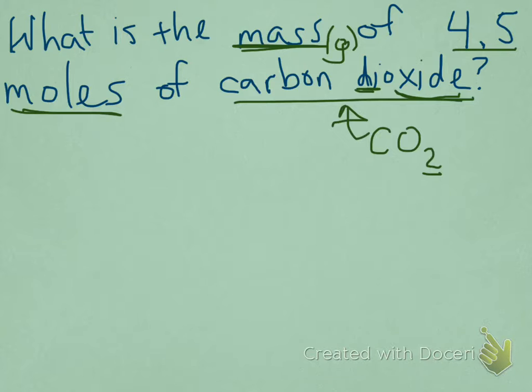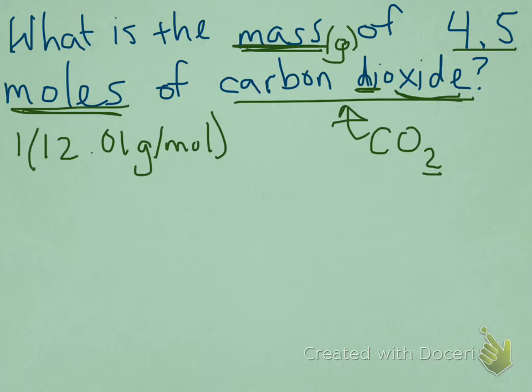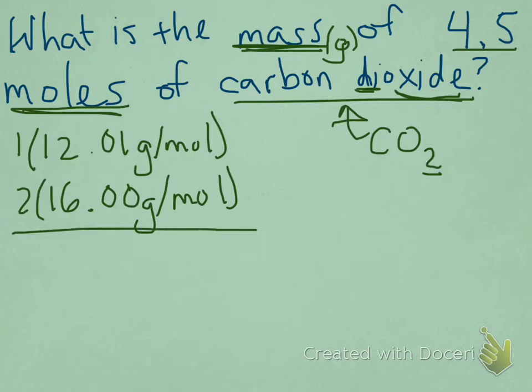So, again, we're converting from moles into mass, so we need to use our molar mass. That's our conversion factor. That's our connection. So, let's calculate the molar mass of carbon dioxide. We have 1 atom of carbon. Carbon has a mass of 12.01 grams per mole. That's its molar mass. And we have 2 atoms of oxygen. And oxygen has a molar mass of 16 grams per mole. And when we do this math out and add them together, we get a total molar mass of 44.01 grams per mole.